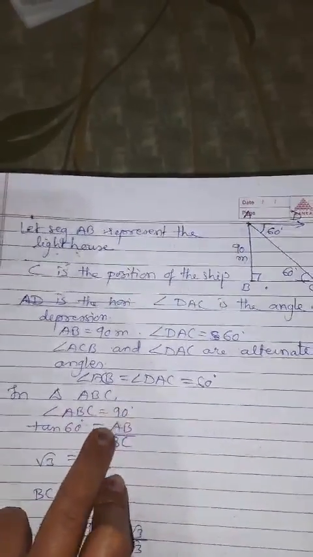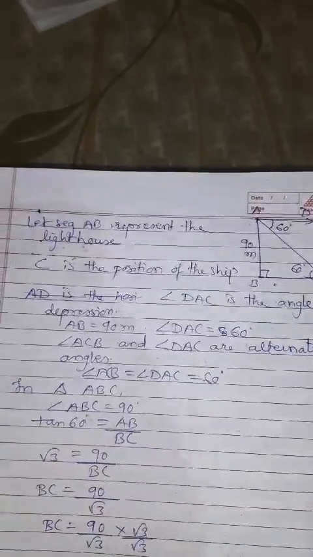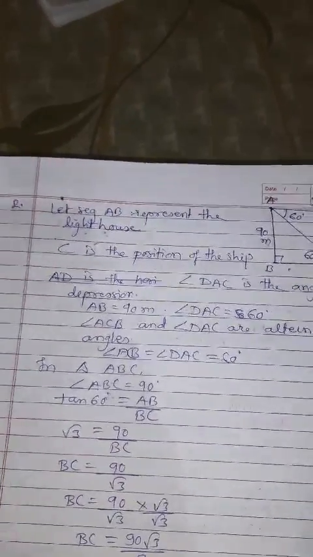In triangle ABC, angle ABC is equal to 90 degrees. So tan 60 is equal to AB upon BC.